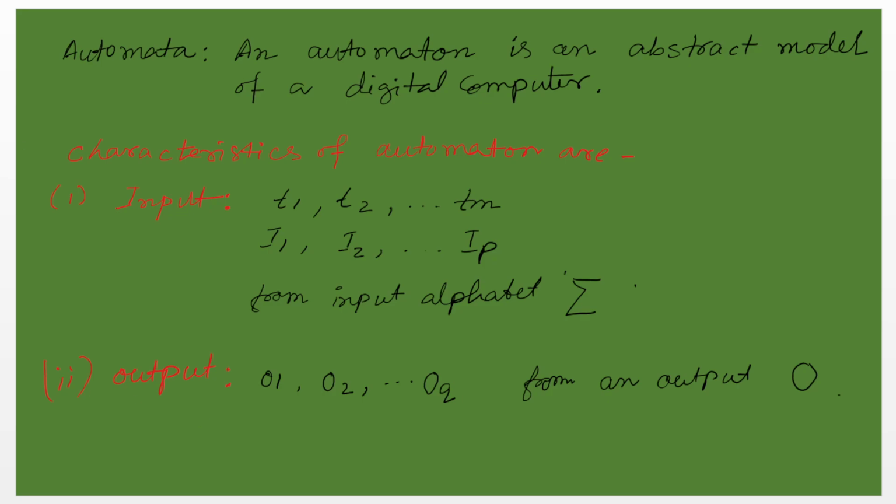Now the state, the third characteristic, is state. At any instant of time, the automaton can be in one of the states, say Q1, Q2, up to Qn. Suppose there are n states. So at any instant of time, the automaton can be in one of the states Q1, Q2 to Qn.